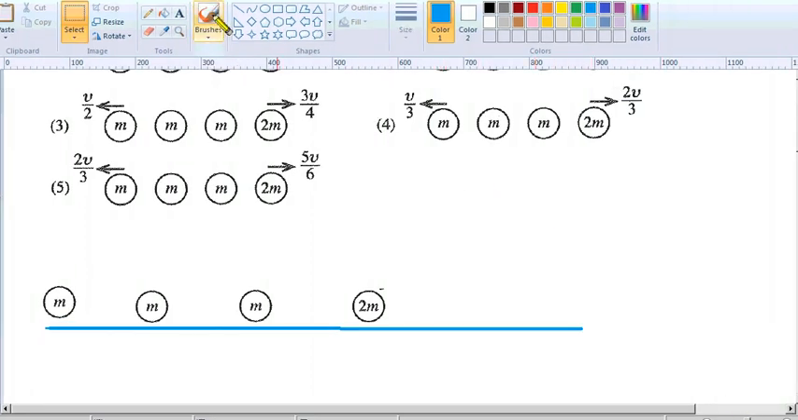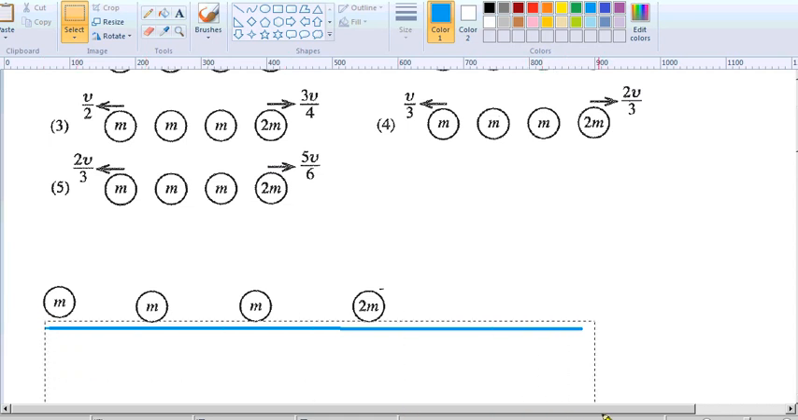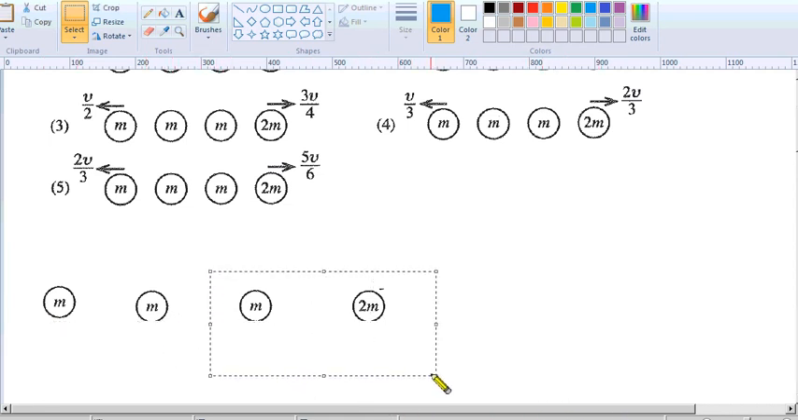So children, even though there are 4 balls, we consider only 2 balls at one time, because only one ball moves and collides with another. So we consider one collision at one time. So these two balls we consider first, then these 2 balls we consider second, then these 2 balls we consider third. So therefore let's take only the first 2 balls.